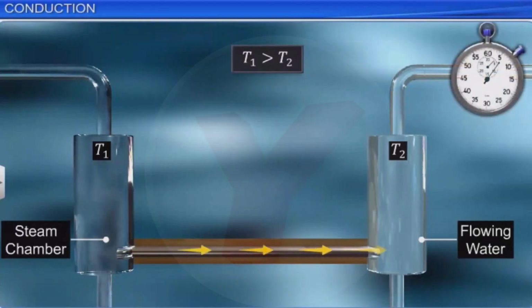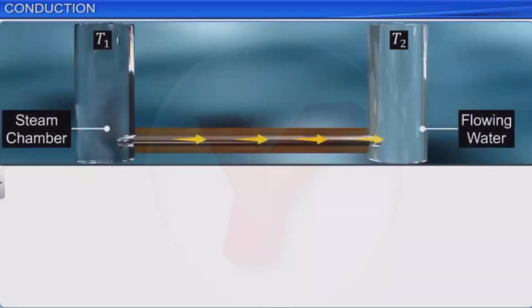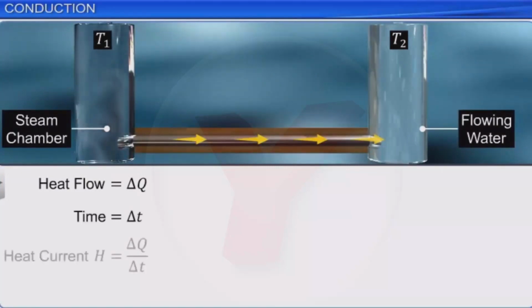The rate of heat flow is defined as heat current H. If delta Q is the heat flowing across any cross-section in time delta T, then heat current H is equal to delta Q by delta T. Let this be equation 1.